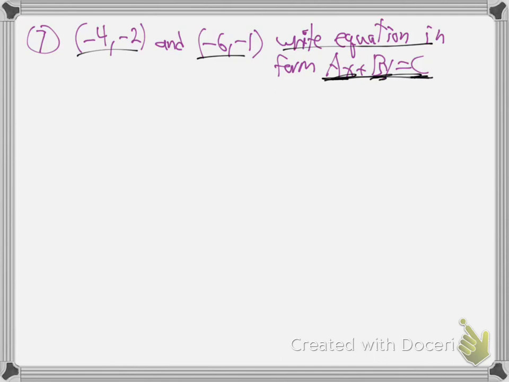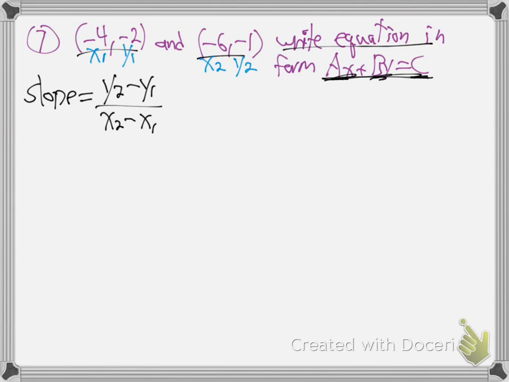Well, first off, we need the slope. We always need the slope. They're not telling me the slope, so I've got to get the slope. How do we get the slope? We're going to use the slope formula, y2 minus y1 over x2 minus x1. What are those? This is x1, y1, that's the first x and y value. This is the second x and y value.